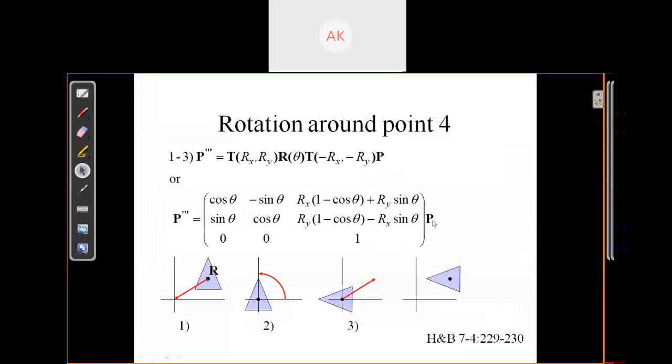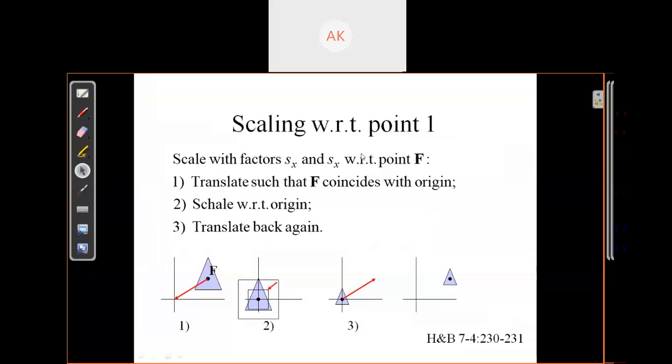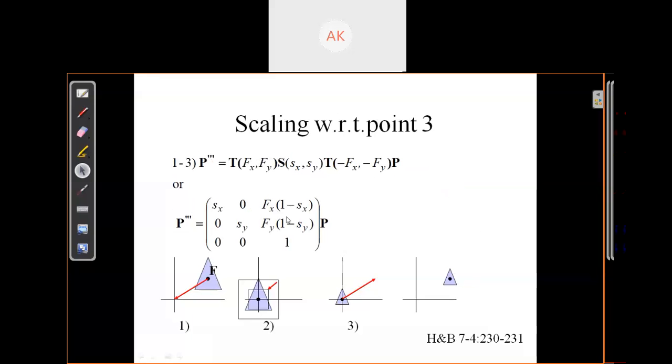This is the matrix we will get after the multiplication of these. In the same way, you can do scaling with respect to a fixed point f. You first translate your object so the fixed point is at the origin and apply the scaling. Here we apply the scaling. This is our scaled object. Then again reposition your object at the original position. You will get this object after scaling with respect to the fixed point f.